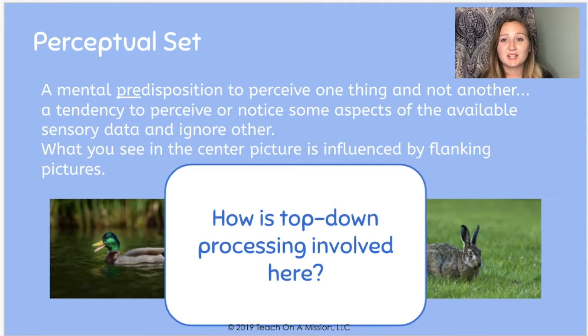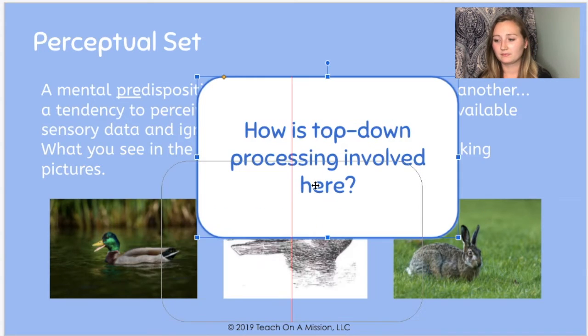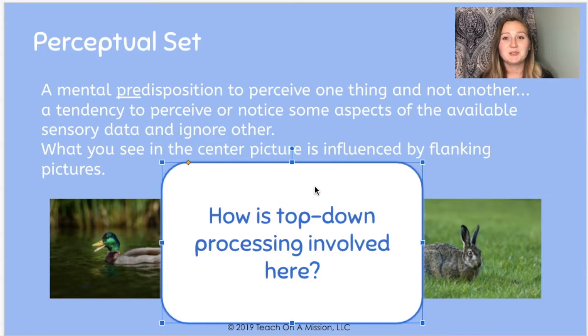So then we get perceptual set. This is a mental predisposition to perceive one thing and not another thing. It's a tendency to perceive or notice some aspects of the available sensory data and ignore other aspects of it. For example, what do you see in the center picture? And I'll reveal it in just a second. But first, you see the duck on the left, you see the bunny on the right.